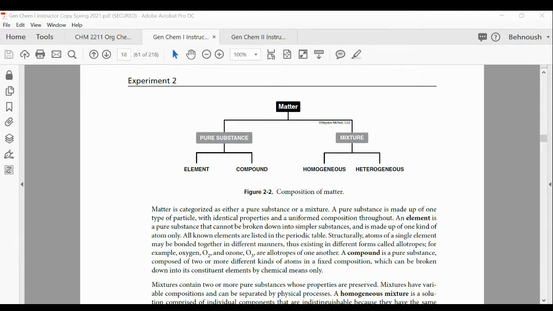About elements and compounds, those are both pure substances. So a pure substance could be an element or it could be a compound. Very good. Okay, any questions?